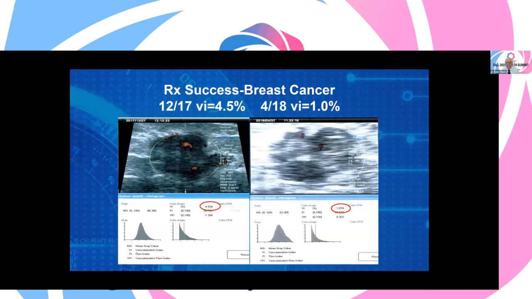Let's go back 5 months later. The vessel density went from 4.5% down to 1%. The tumor, of course, changed with the radiation, fibrosis, and the scarring and dying. Once again, we have a nice quantitative, easy way of doing it for almost any cancer, but particularly breast cancer, because the probe is right on the skin. You take it and you take the pictures right away.